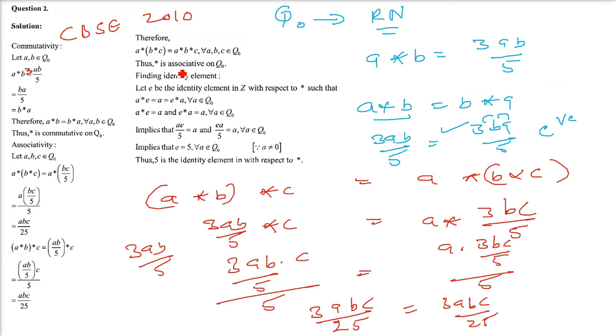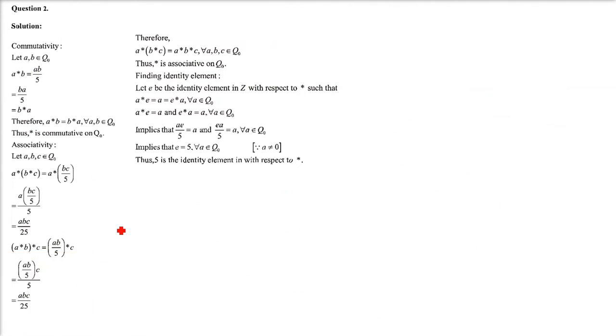Next is, find the identity element if it exists. So how do we find the identity element? We'll find it for AB by 5 and 3AB by 5. The identity element is such that when you operate any element taken from the set with it, that element comes back. A star E equals A. So A star B is 3AB by 5. I'll do it for AB by 5 also.